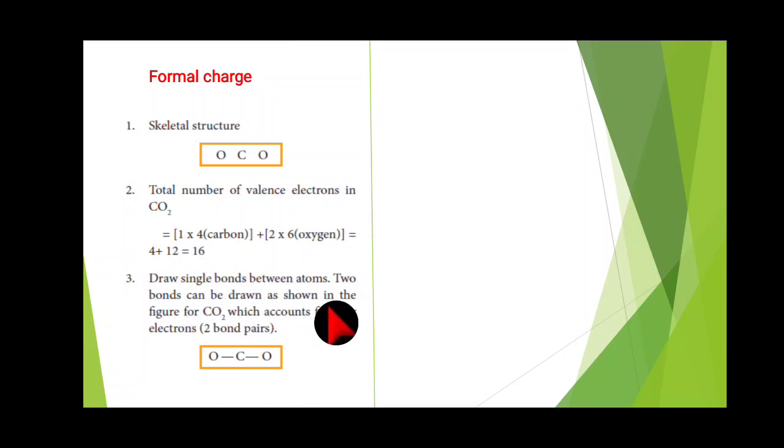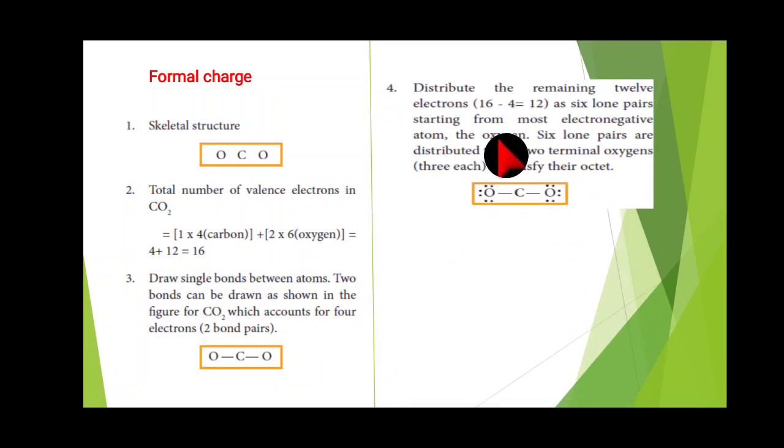So in the third step, draw single bonds between atoms. Two bonds can be drawn as shown in the figure for carbon dioxide, which accounts for 4 electrons, 2 bond pairs. Around the carbon you check it. So 2 bond pairs, totally 4 electrons. Next, distribute the remaining 12 electrons. Remaining 12 electrons, so totally 16 electrons. Total number of valence electrons 16.